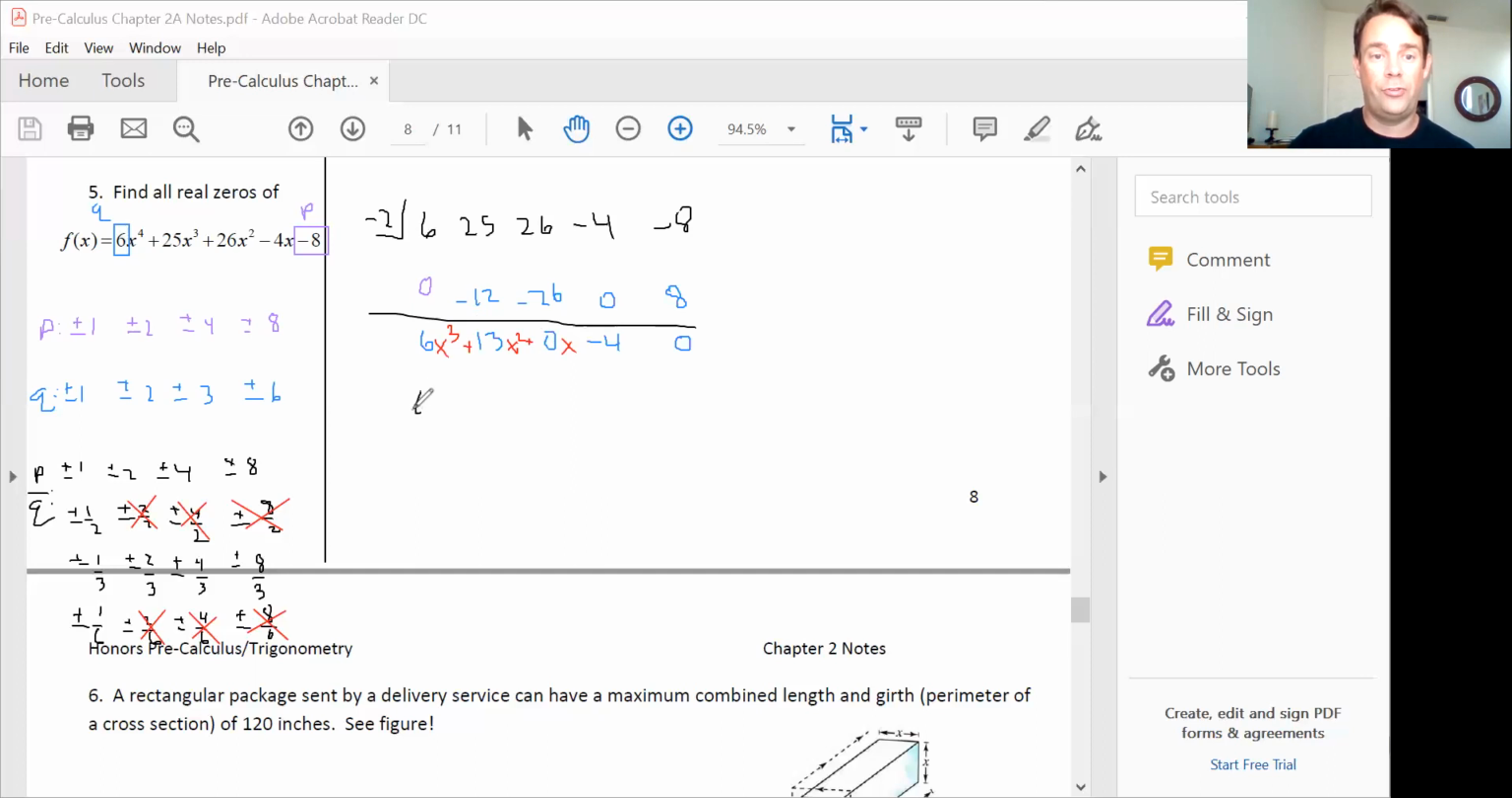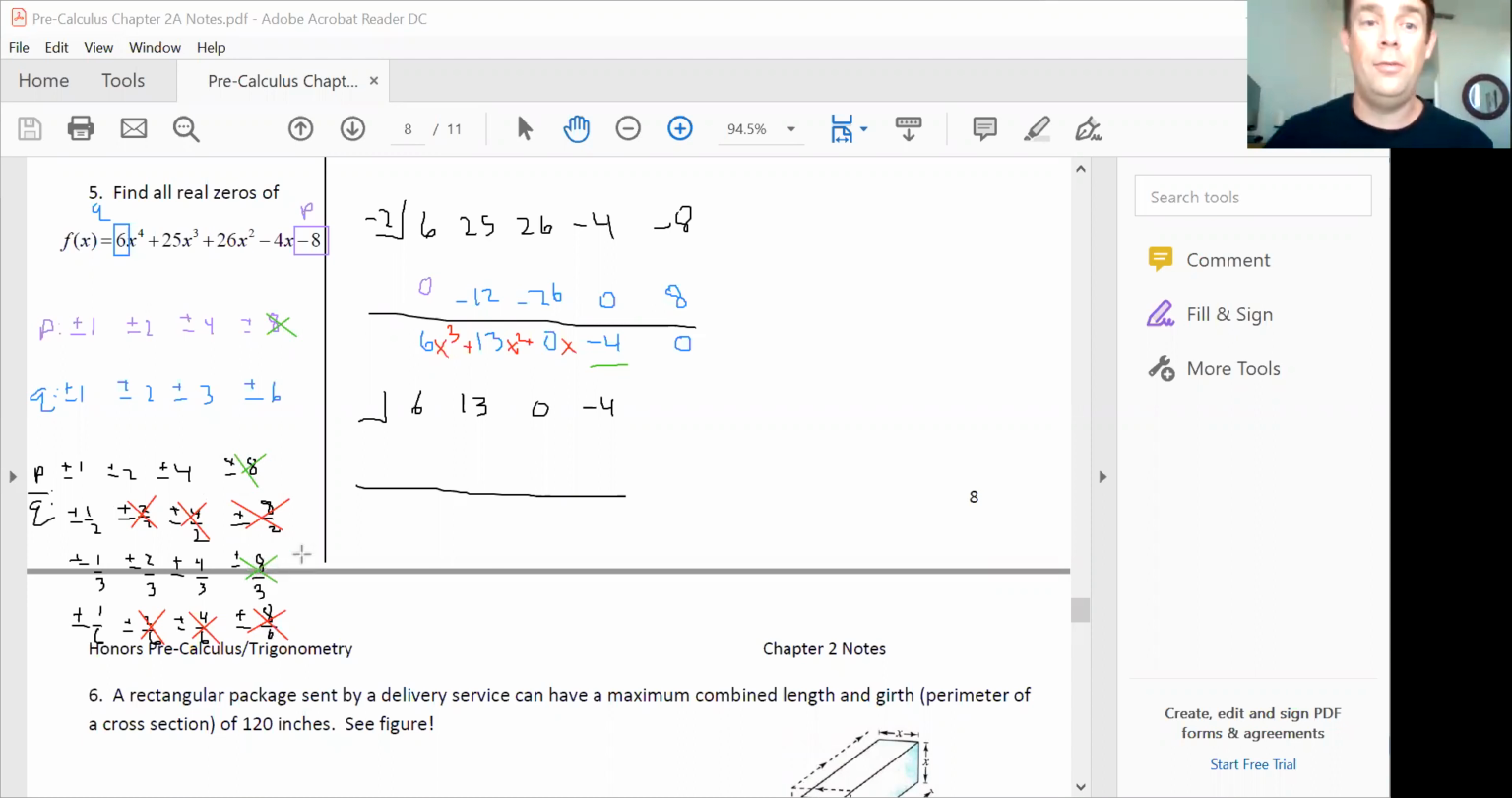So I have a 6, 13, 0. And again, I'm not going to go all the way back to the original. I'm now at a cubic. I'm trying to get to a quadratic. By the way, take a look at this real quick. My last number is -4. One of my original factors no longer goes into -4. 8 no longer goes into -4. So I can get rid of these ones then. I know those no longer work. They worked in the original when I had -2, but they don't work here.